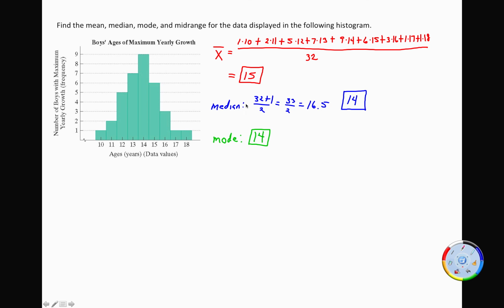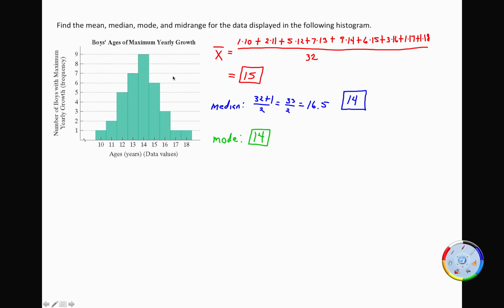Okay, so let's do this one over. All right, I know it's got to be between the 16th and 17th position. So this is my first data value. Here's my second and third. Here's my 4th, 5th, 6th, 7th, and 8th data value is 12. Okay, 8 and 7 are 15. So my 13th through 15th data values are 13. And then here are 9 more data values of 14. So the 16th data value is 14 and the 17th data value is 14.